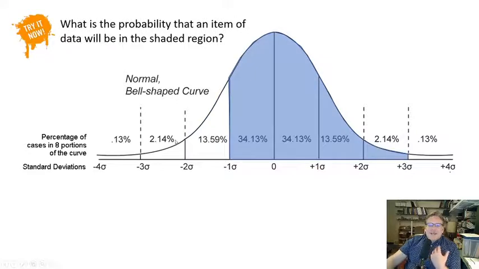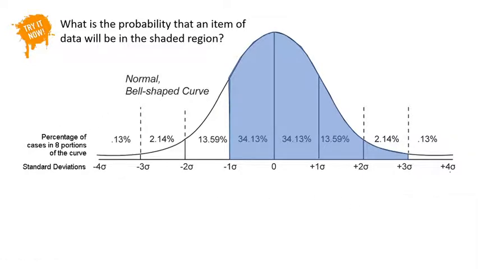How about this one here? Here's a chance for you to do this one on your own and to see how this works out here. What is the probability that an item of data will be in this shaded region right here? Whereas you can see this section right here, this is actually the probability associated with this section here between 2 standard deviations and 3. Take some time for that.